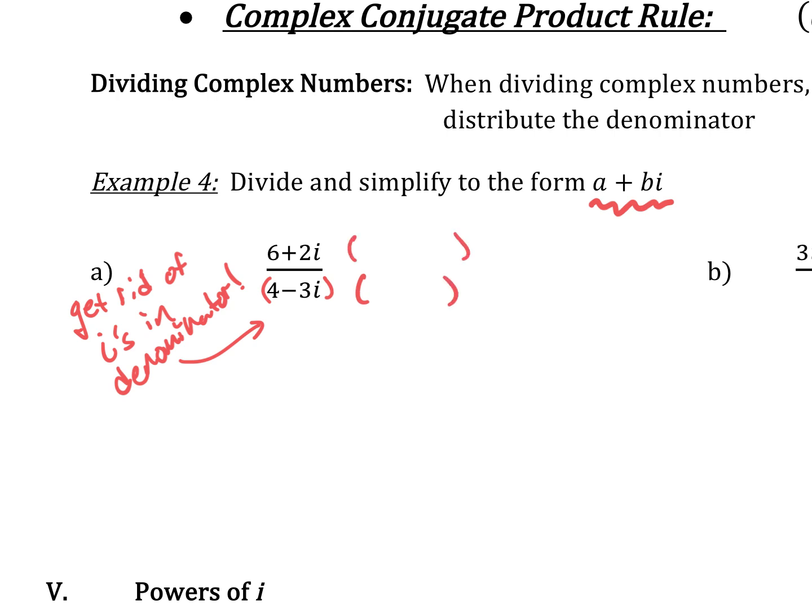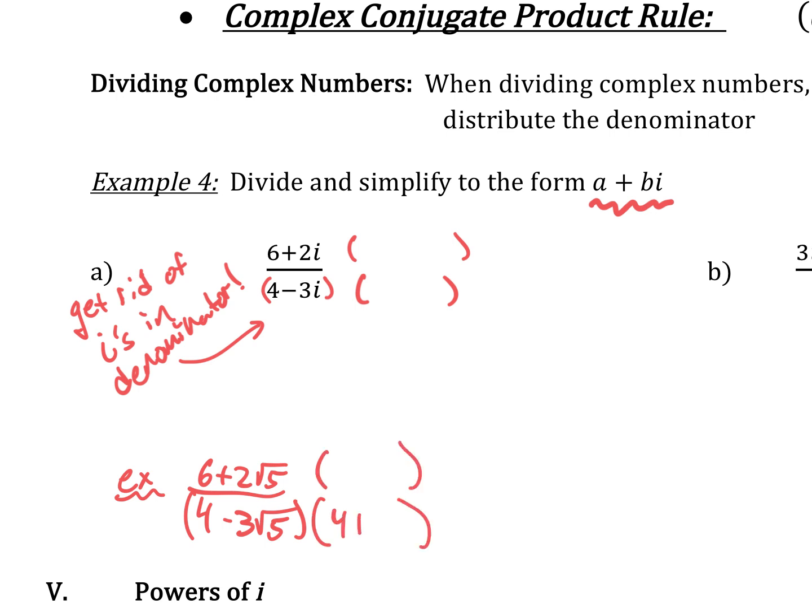Well, if we had side notes here, if we had 6 plus 2 times the square root of 5 over 4 minus 3 times the square root of, whatever, 5. What would we do to rationalize the denominator there? We multiply this by 4 plus 3 square root of 5, right, on top and bottom. Okay, that's how we would rationalize that. That's the conjugate. Well, we're going to do the same idea here.